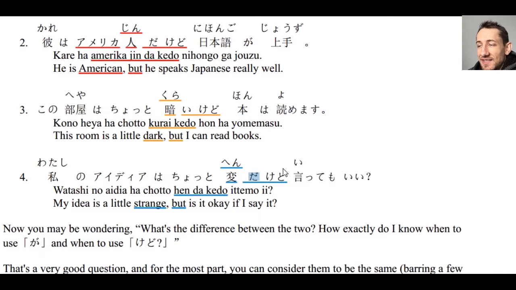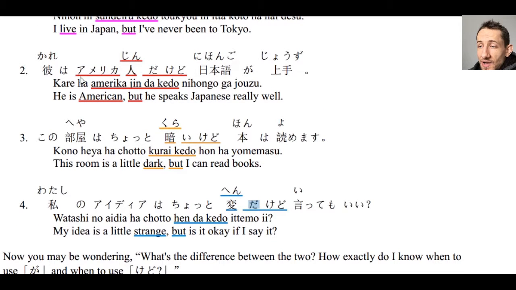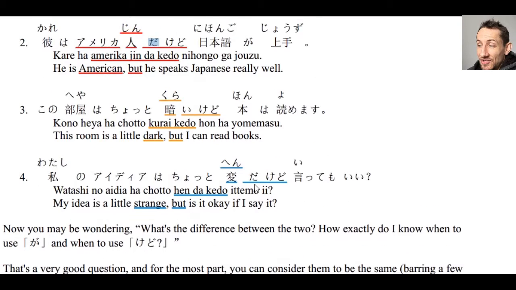We cannot say 変けど言ってもいい. That's wrong, okay? And same thing here. 彼はアメリカ人けど. It's wrong. We need da. アメリカ人だけど、変だけど、変ですけど、変ですけれども, if you want it to be even more polite, but we're just focusing on けど.